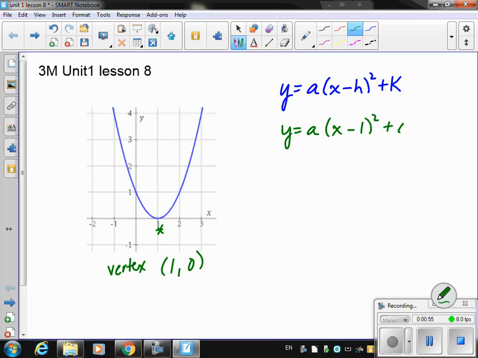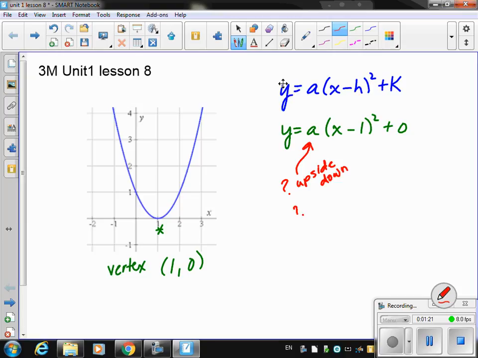I do a quick mental check. Does that make sense? Have I moved it 1 to the right and up or down 0? Yes. So you don't have to write that 0. The next thing I check is that I haven't changed my step pattern or changed it upside down. So is it upside down? No. So A is going to be positive.